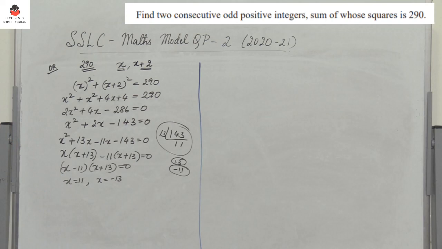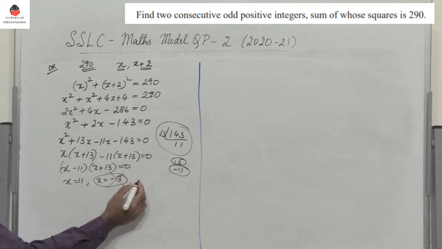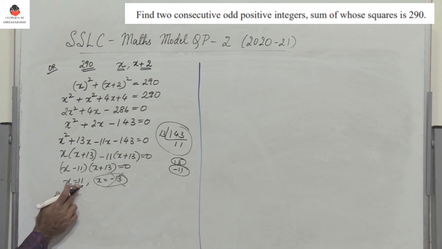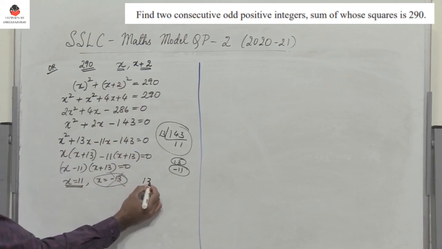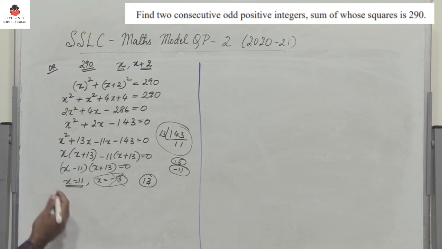Right? So here it's been given that two integers which are positive, two odd integers. So this cannot be the option. So therefore the numbers are x equal to 11 and the next one would be x plus 2, which is 13. So the two numbers are 11 and 13.